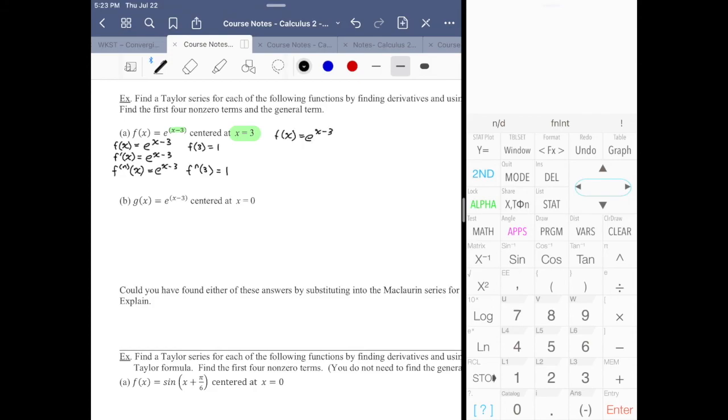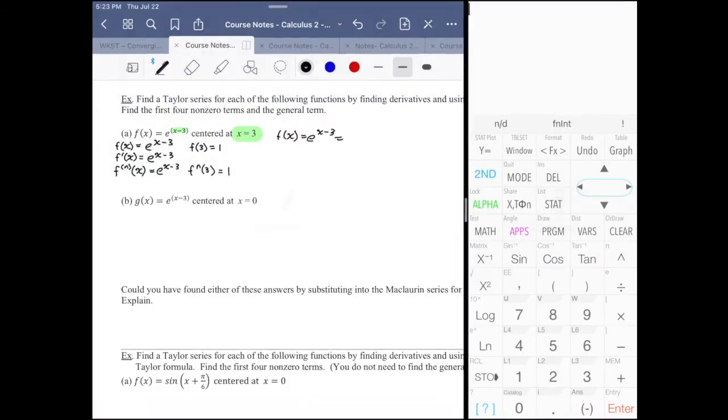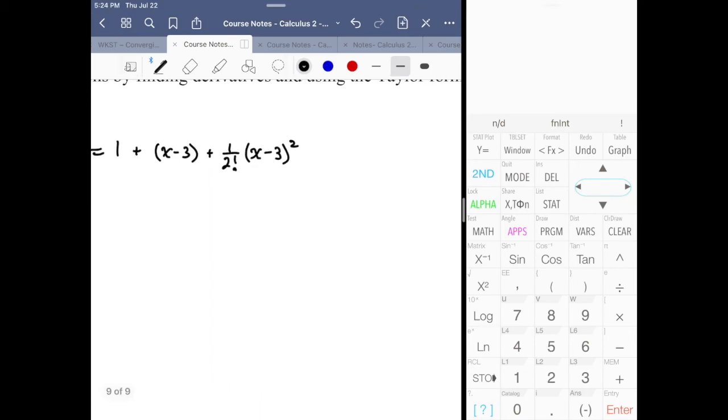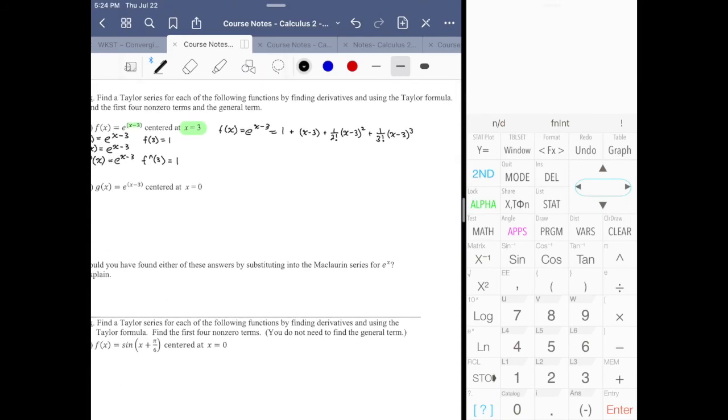We're going to say f of x equals e to the x minus 3. We're looking at 1 plus, it's 1 every step of the way. So 1 over 0 factorial x minus 3 to the 0th power. 1 over 1 factorial, which is 1, x minus 3 to the 1st. Plus 1 over 2 factorial x minus 3 to the 2nd. Plus 1 over 3 factorial x minus 3 to the 3rd.